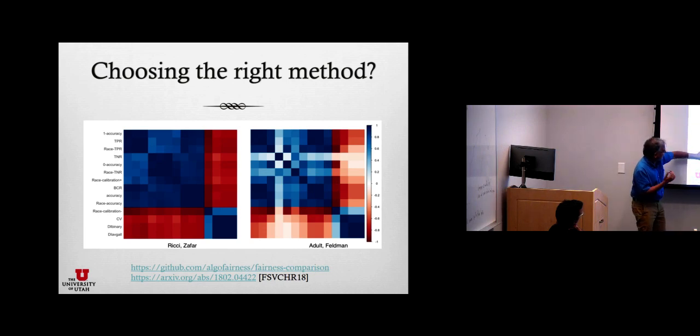So roughly speaking, these are all the group fairness measures. These are the accuracy-based measures that I mentioned. And so even though there are 21 of them, they seem to have a lot of similarities in how they behave. So this is just some preliminary work we've done. We want to get more data sets to contribute to this.